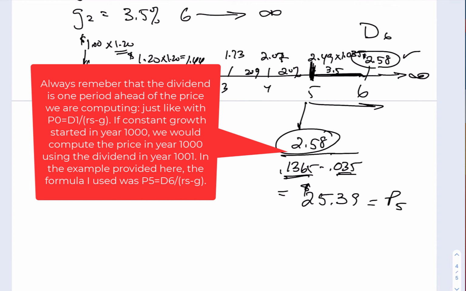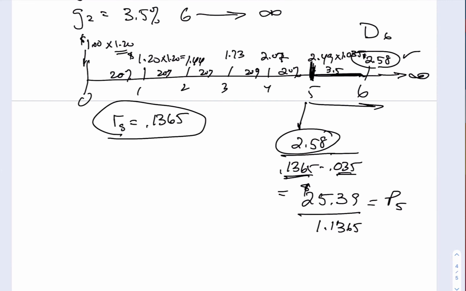Now we got to discount that by the 13.65%. How many periods? 1, 2, 3, 4, 5, to the 5th power. And we do that, we get $13.39 for that terminal value. So what we just did is we chopped off infinity, and we calculated the value of the entire stock starting in year 5 all the way out.